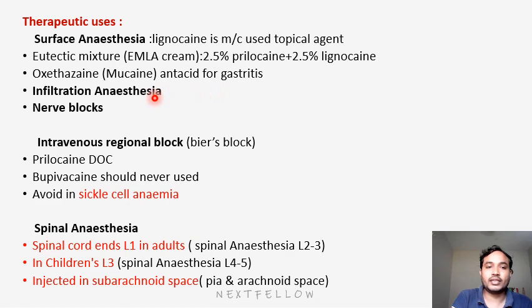Next is infiltration anesthesia. Infiltration anesthesia means we give local anesthetic in the subcutaneous region for minor surgeries and suturing in those areas. That means small surgeries or small suturing. If you want to do short surgeries like that, we will use infiltration. That means we will give it subcutaneously. Obviously, after that, this local anesthetic will get infiltrated into the surrounding area.